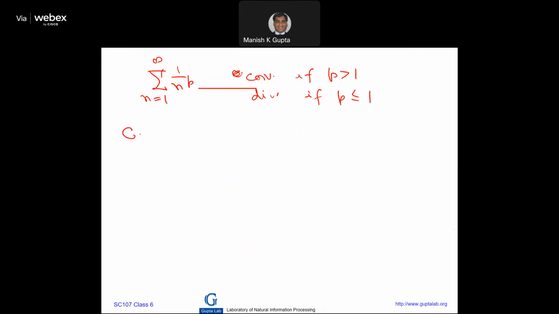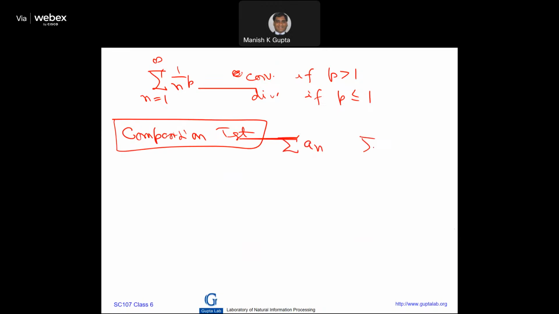Then we have the comparison test. What is this test? If there are two series, say sigma an and sigma bn, n equal to 1 to infinity, they both behave the same. If one is convergent, the other will be convergent. If one is divergent, the other will be divergent. Their behavior will be the same if, as n tends to infinity, an by bn is non-zero and finite.